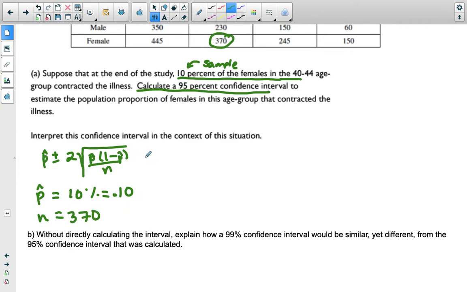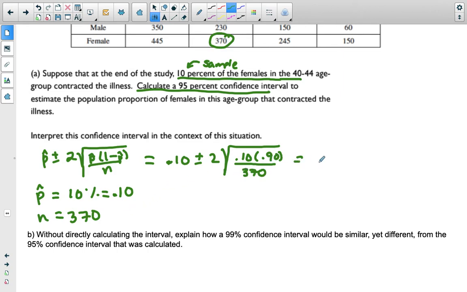So our confidence interval should be 0.10 plus or minus 2 times this whole thing. So 0.10 times 1 minus 0.10. So 1 minus 0.10 is 0.90, over 370. So let's go calculate this thing.